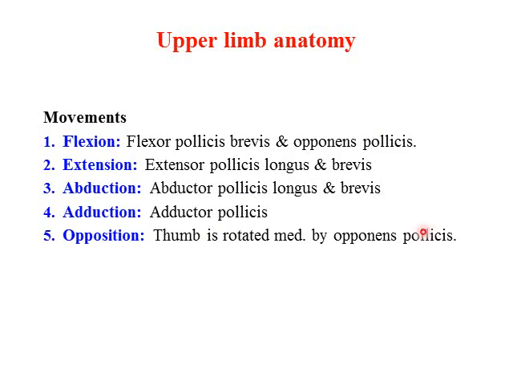Movements of the first carpometacarpal joint: flexion, extension, abduction, adduction, and opposition, which is done by the opponens pollicis muscle.